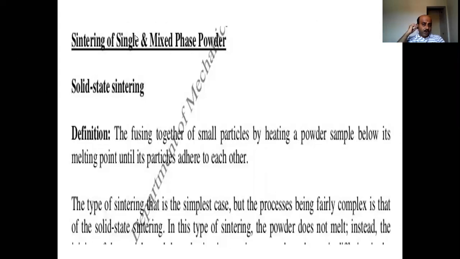Sintering may be of two types. One is called solid state sintering, and the second one is called liquid state sintering. So what is solid state sintering and what is meant by liquid state sintering? We'll discuss them one by one. Let us start with the first one, solid state sintering.